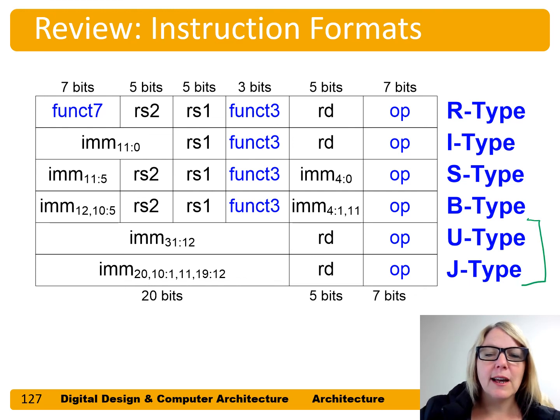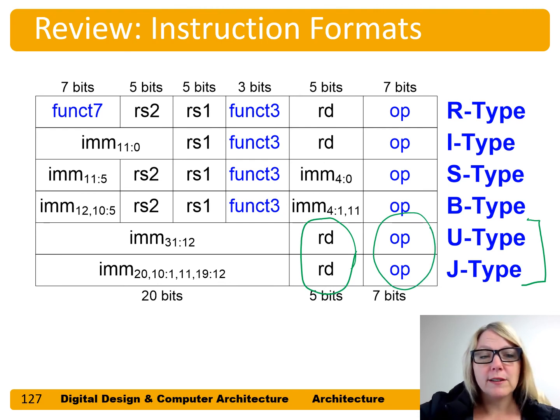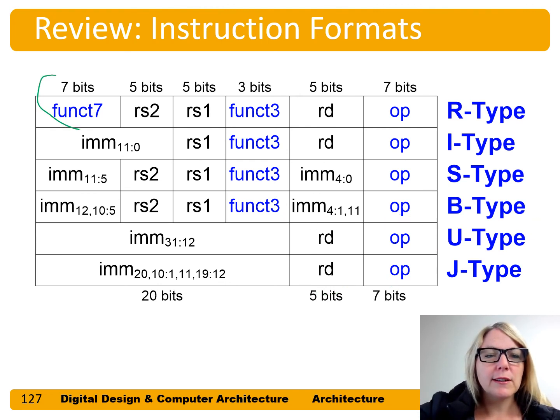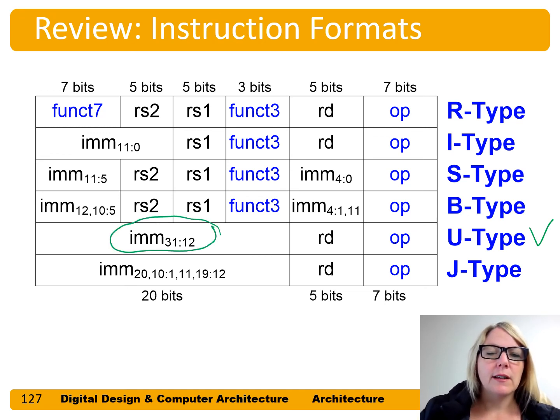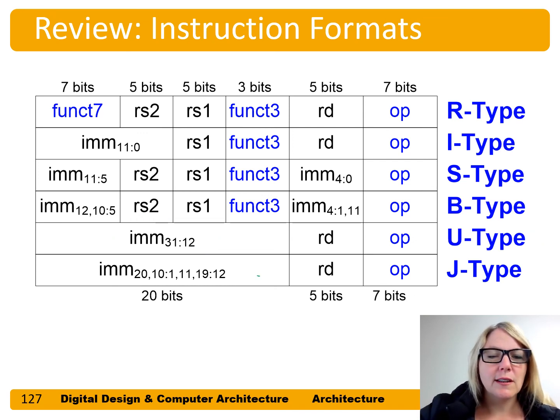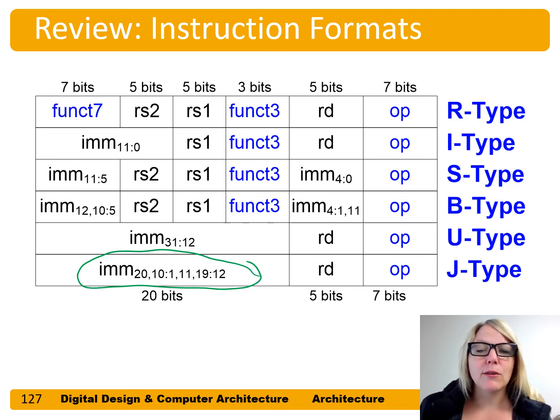U and J-type instructions have only a destination register and an opcode. They do not include func3 or func7. Only R-type includes func7. For U-type instructions, a 20-bit upper immediate, so we only encode the upper bits of an immediate. And for J-type instructions, it's a 21-bit immediate encoded in a 20-bit field because we don't encode bit 0.